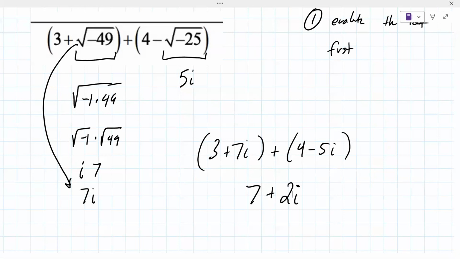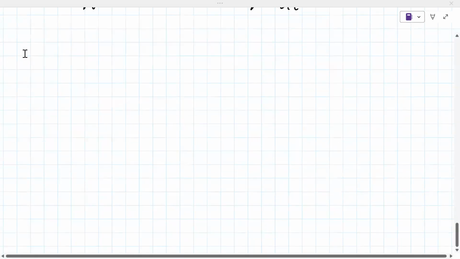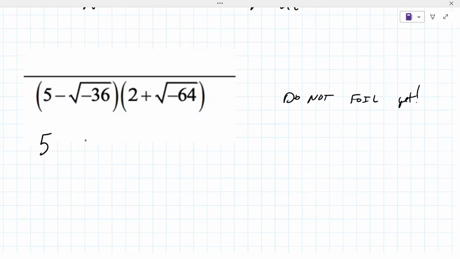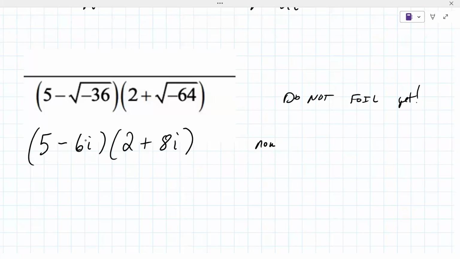Okay, so really nothing weird about that. But the next one requires you do not FOIL first. You have to do what we just talked about, which is reduce the root first. Do not FOIL first. Do not FOIL yet. This becomes 5 minus 6i times 2 plus 8i. And now you can FOIL.